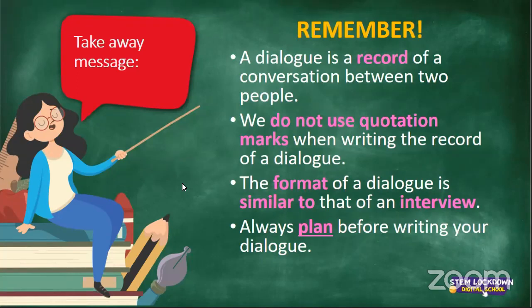Remember, a dialogue is a record of a conversation between two or more people. So you cannot have a dialogue on your own. You would have to speak to somebody in order to have a successful dialogue. Number two, we do not use quotation marks when writing the record of a dialogue. We only use quotation marks when we are directly quoting something. But when we write dialogues, we are writing a record of what was said. And if you follow the specific writing points that I've just given you, you will know that you do not use quotation marks when writing a dialogue.